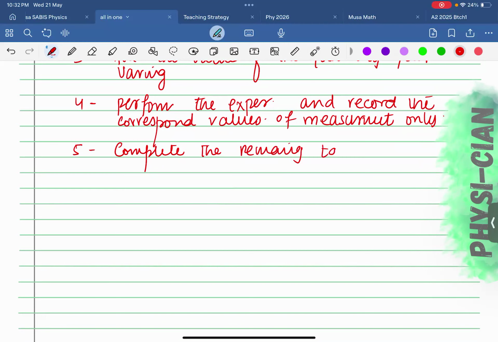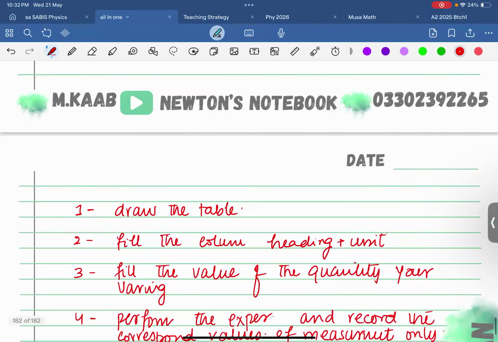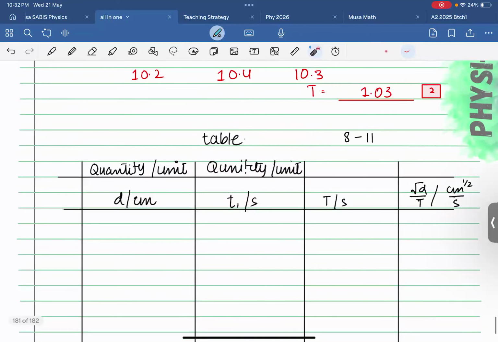Now let's try to understand. So we did the first thing, we drew the table. This is the first step. Now the second step, fill the column heading with the unit. In every question they will mention which quantities they are interested in seeing in the table. So you just read the question, and there will be two to three quantities that were pointed out. You just have to make sure that all of them are in your table. And if you want any more quantities that are changing, you can also include those.